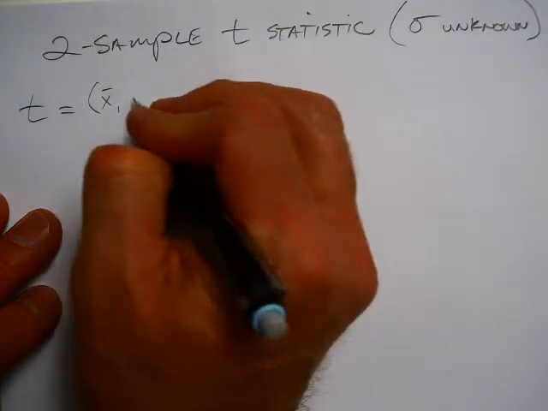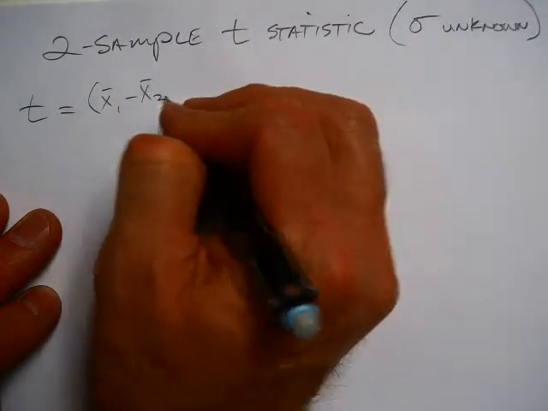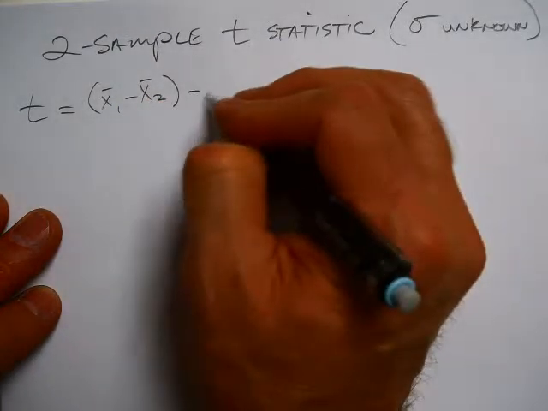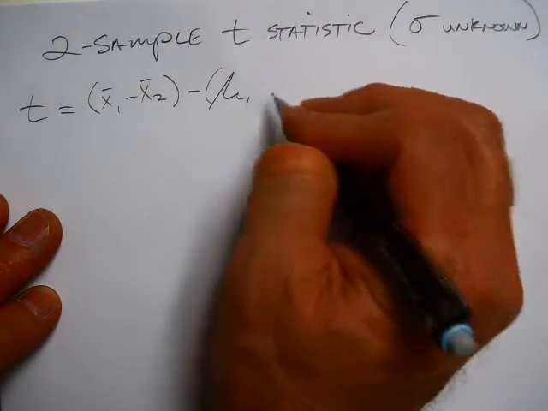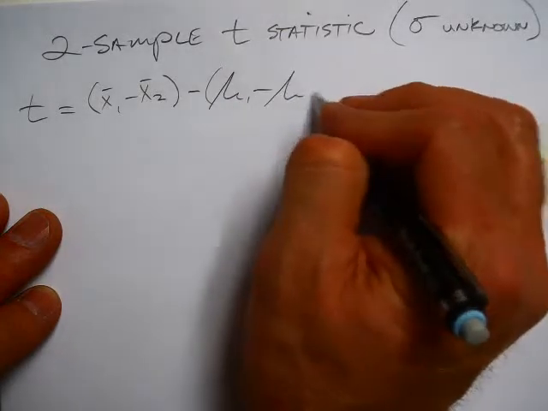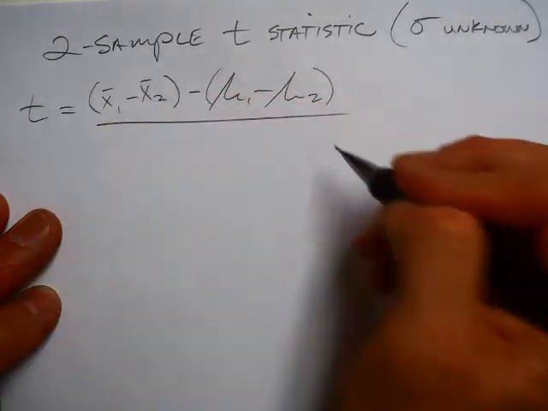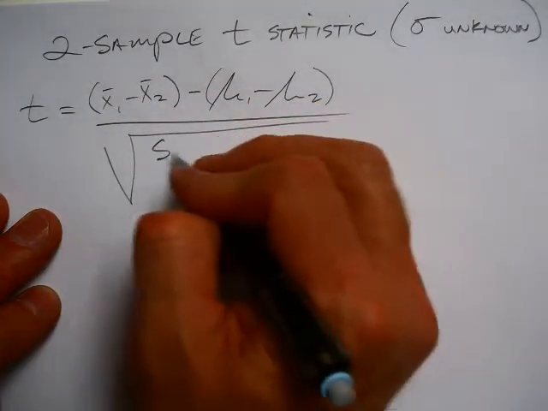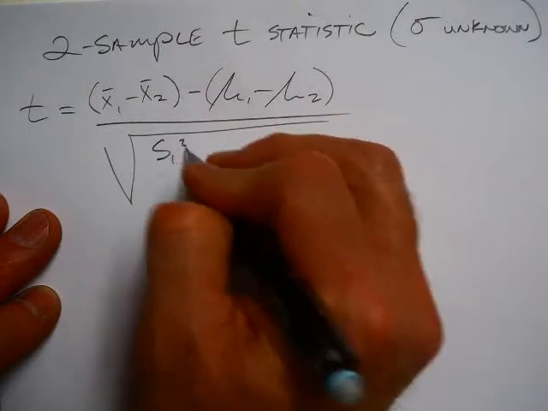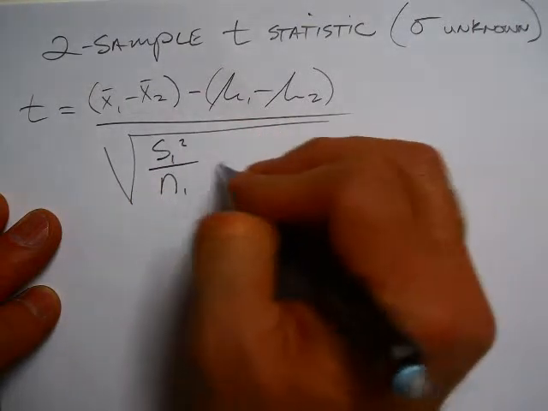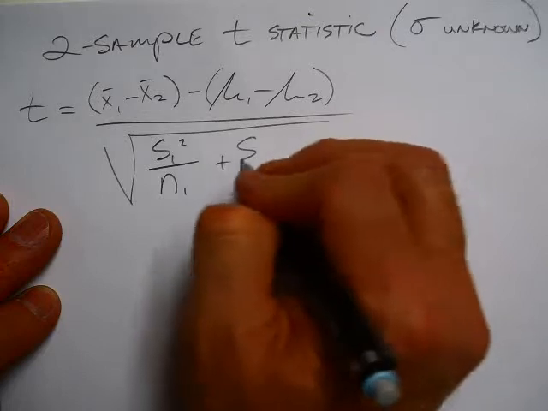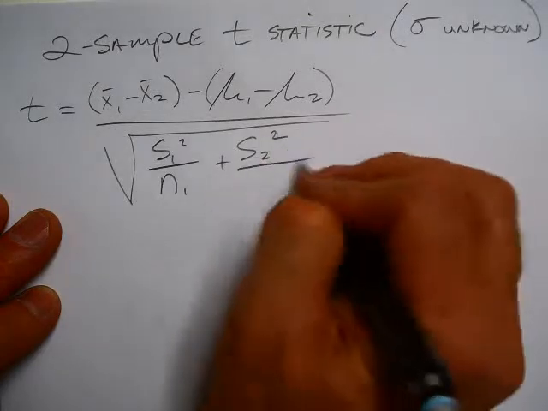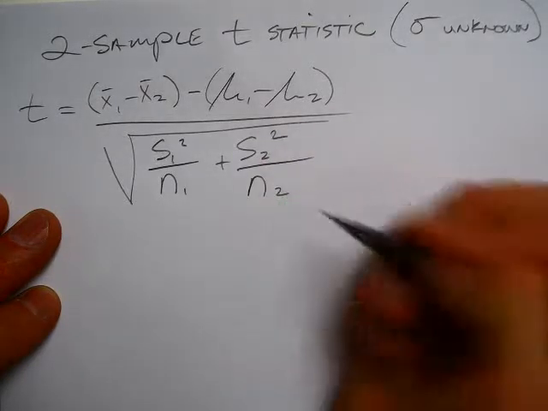X bar 1 minus X bar 2 minus mu sub 1 minus mu sub 2, over the square root of S sub 1 squared over N sub 1 plus S sub 2 squared over N sub 2.